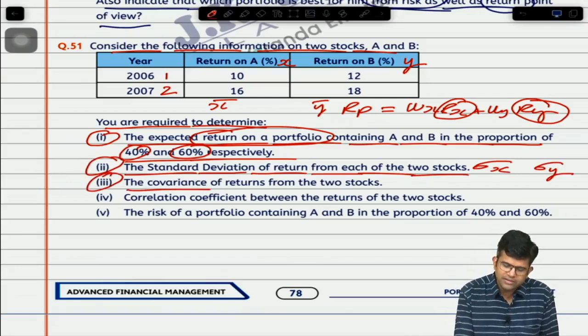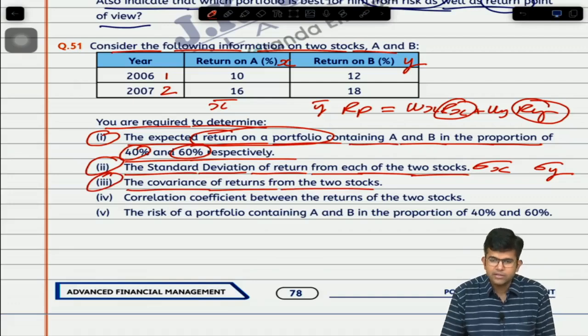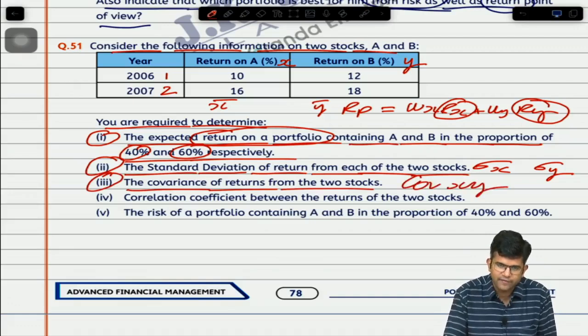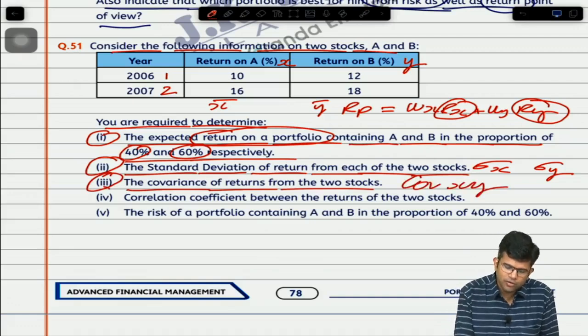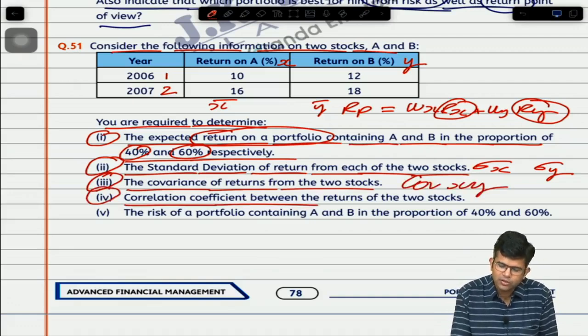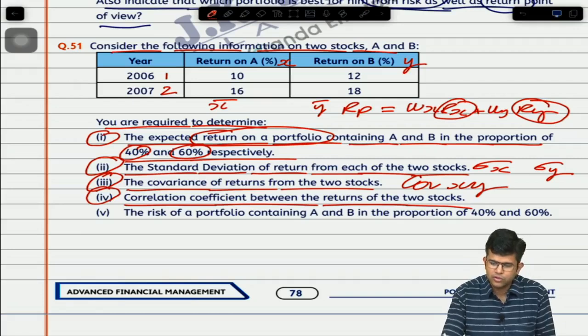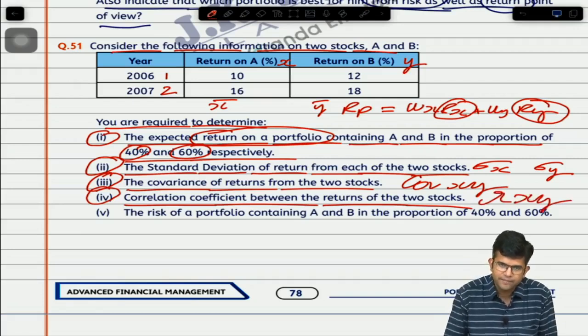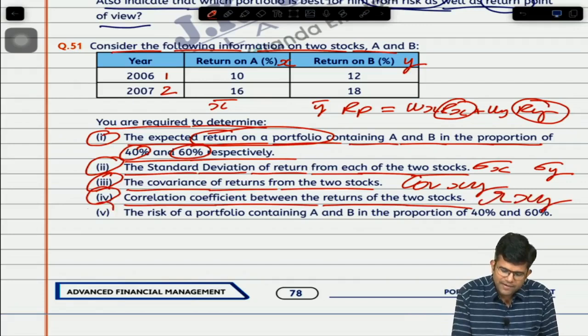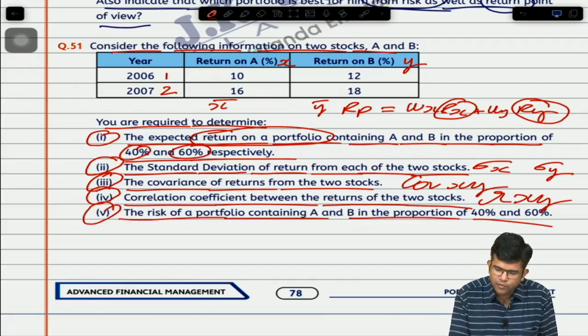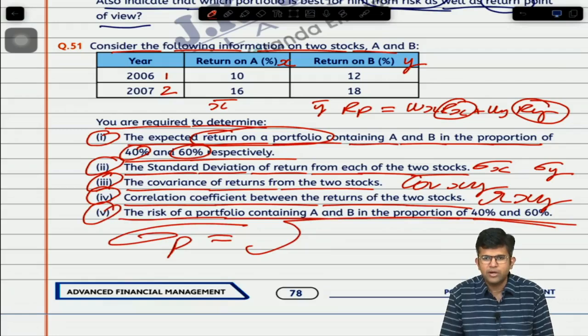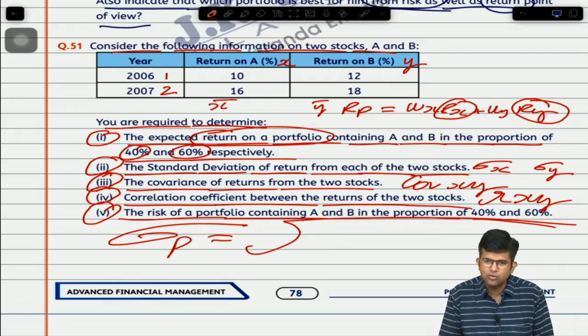Point number 3, they are asking you covariance from the returns of the two stocks. Covariance means they are asking you covariance XY. Point number 4, they are asking you what is the correlation coefficient between the returns of the two stocks. They are asking you RXY. And finally, they are asking you what is the risk of the portfolio. They are asking you sigma P. You remember that formula, sigma P equal to under root. So you can see a 10-mark question, everything you know.